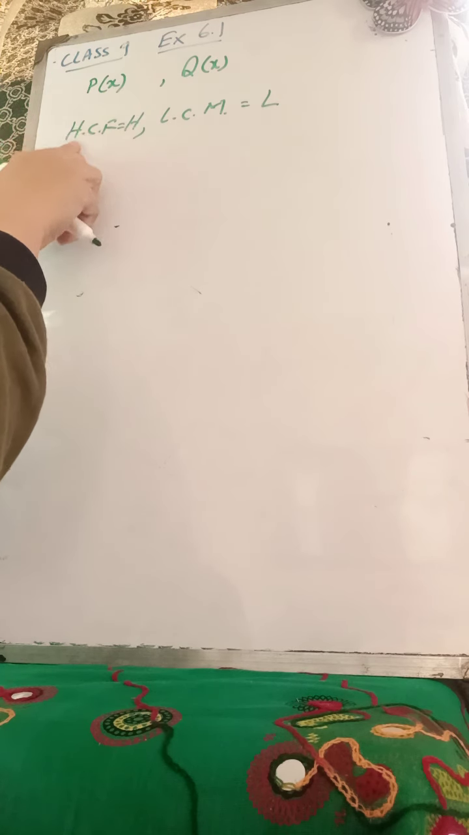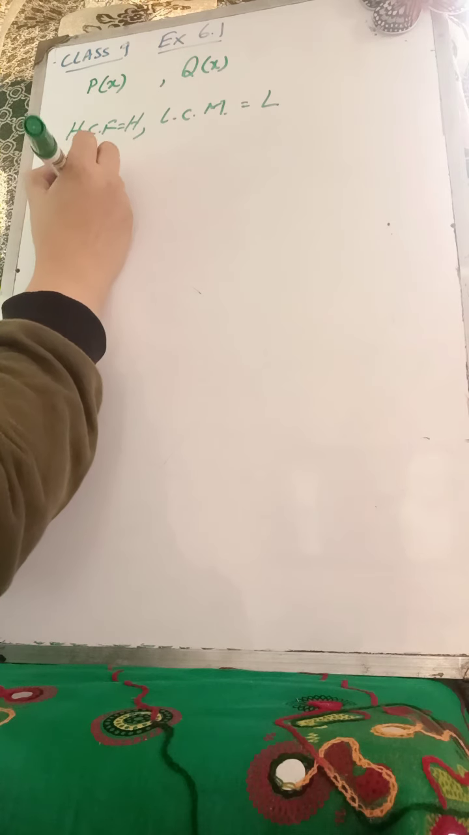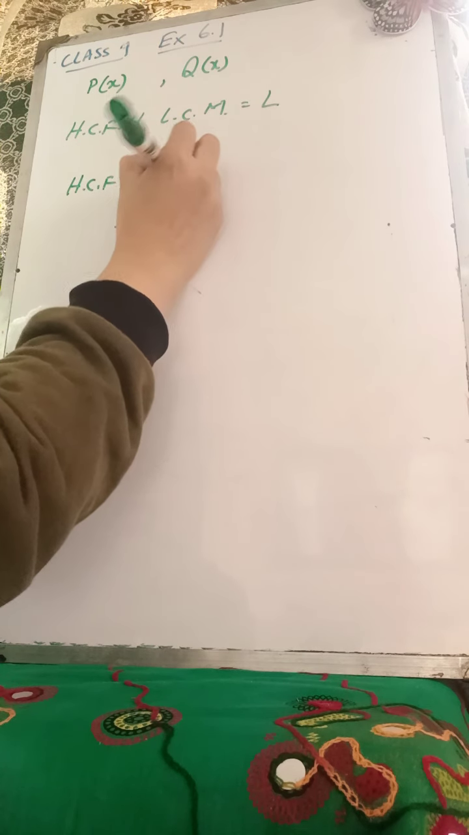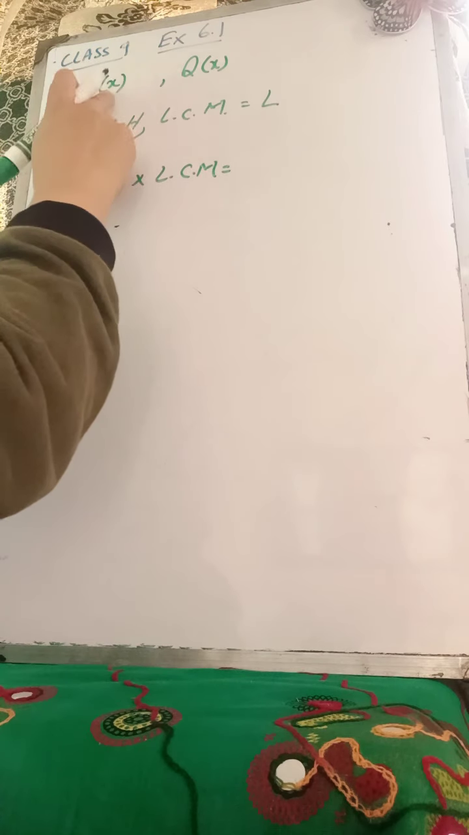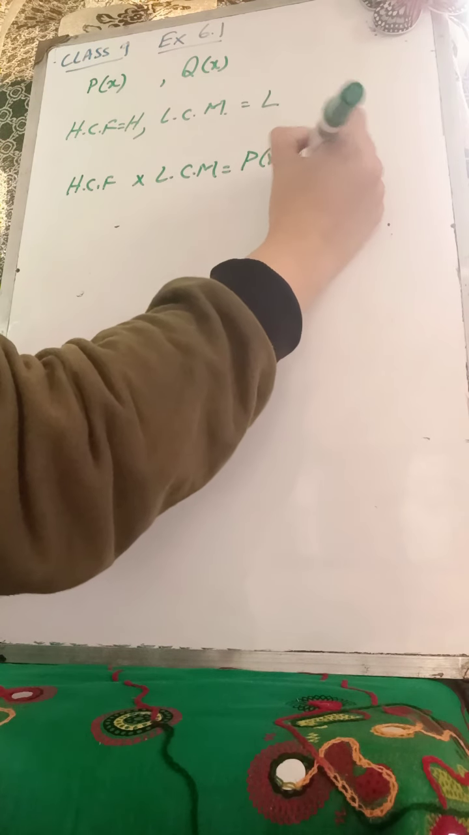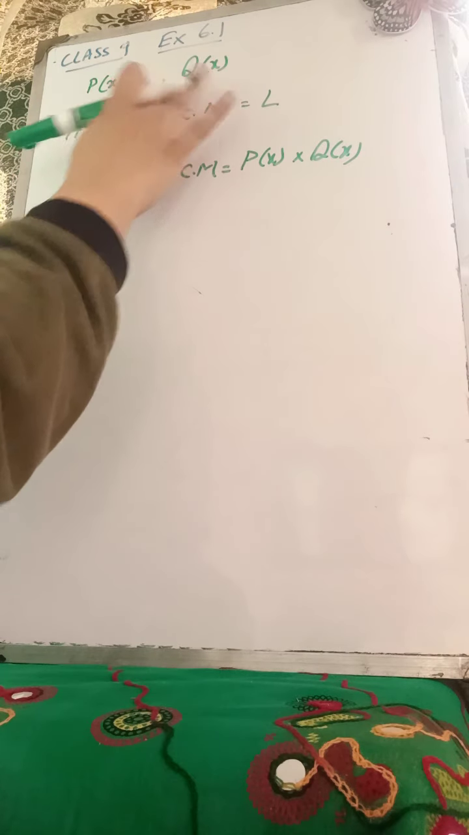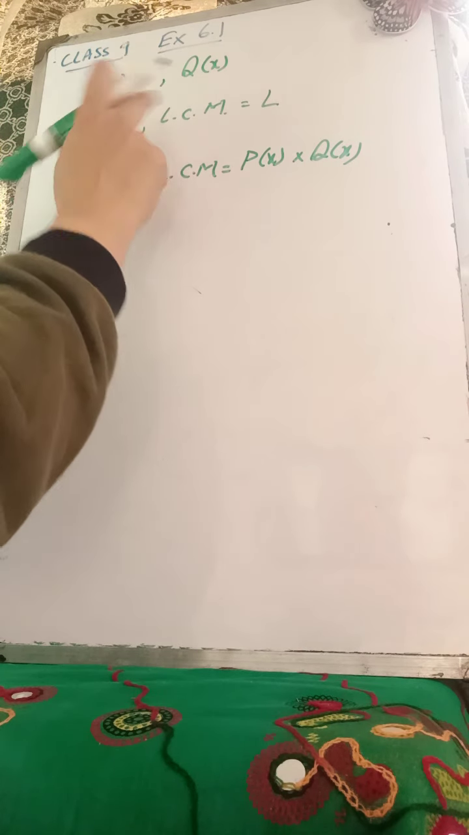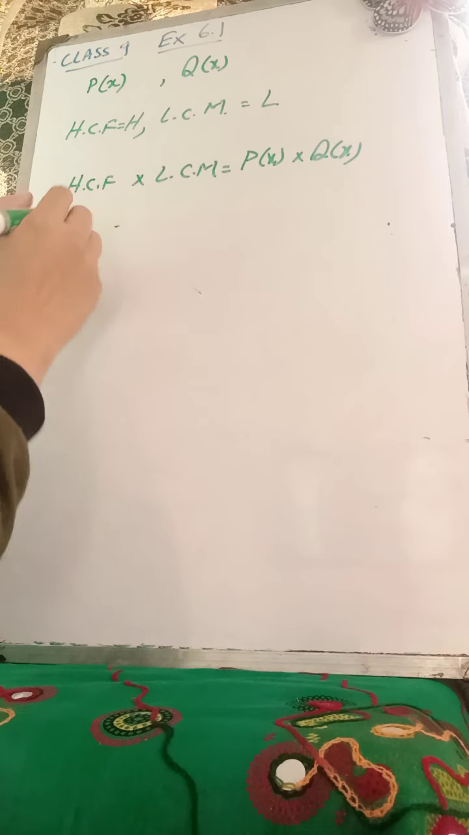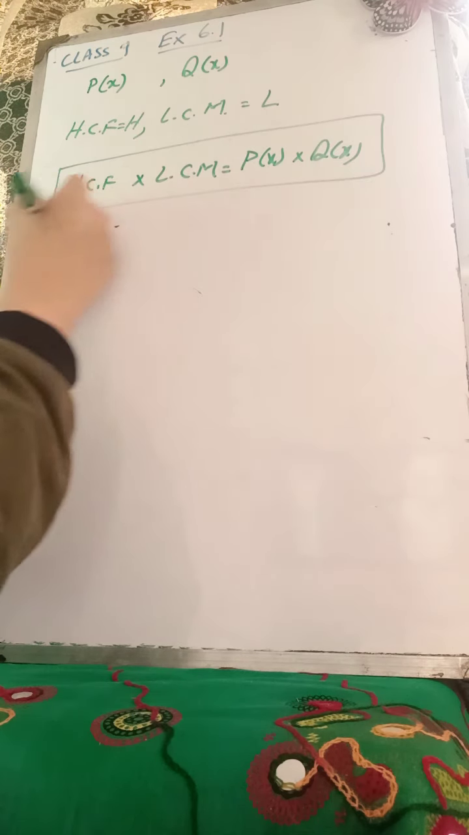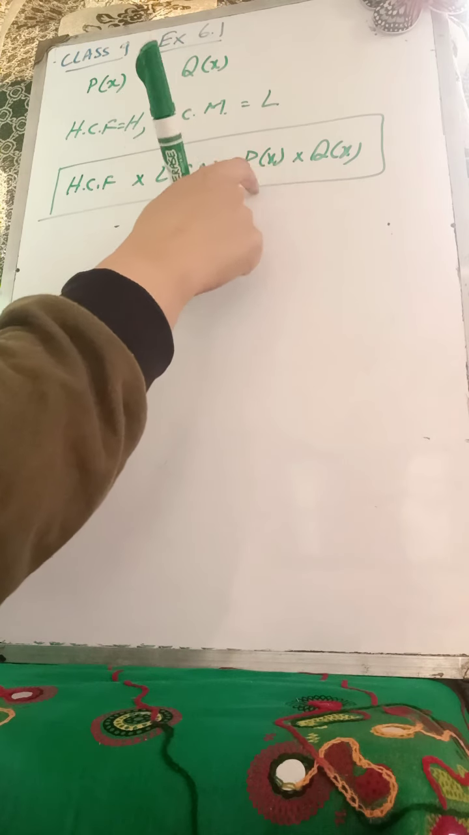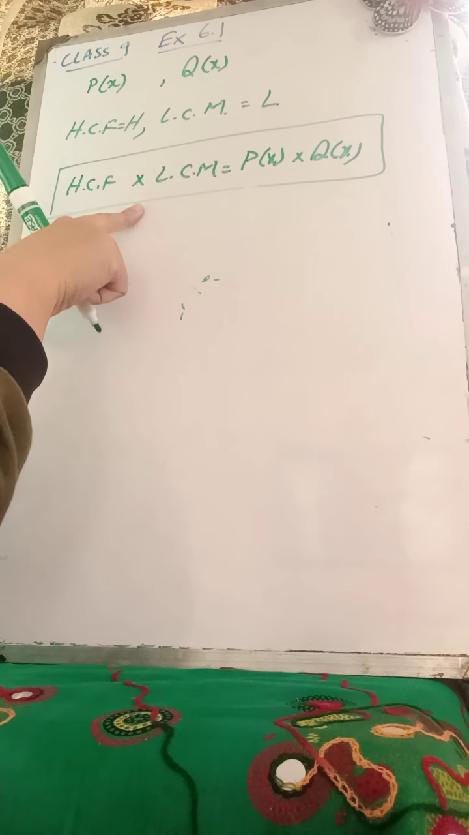Then the theorem that I'm going to state here, which we are going to use in question number 8 and 9, is that the product of HCF and LCM is always equal to the product of the polynomials of whom HCF and LCM we have found. So we have two polynomials, we found their HCF as H, and the LCM of both the expressions as L. Then the product of LCM and HCF is always equal to the product of these two polynomials.